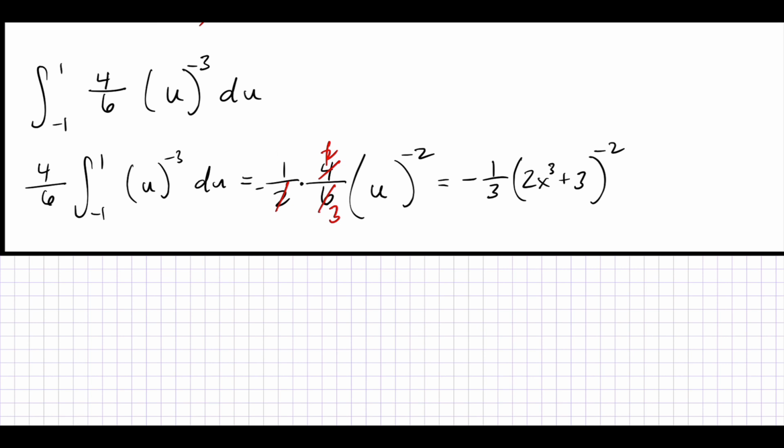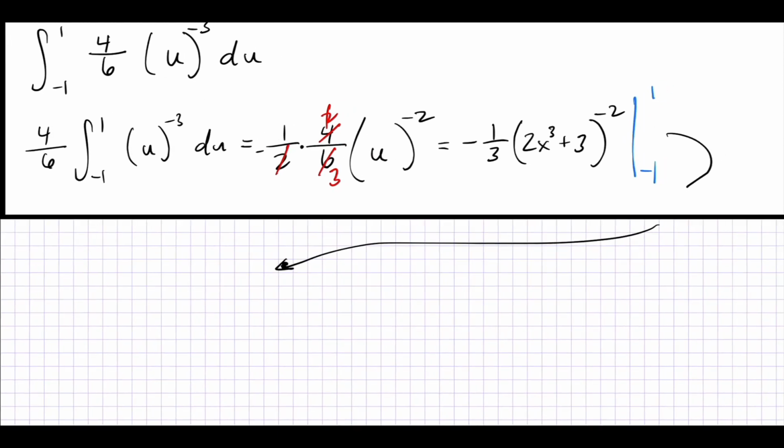That's where we stopped last week. Now we got to do the evaluation part. We got to evaluate it from 1 to -1 now. Okay, so anywhere you see an x, plug in a 1 first. Anywhere you see an x, plug in a -1, subtract whatever answer you get.